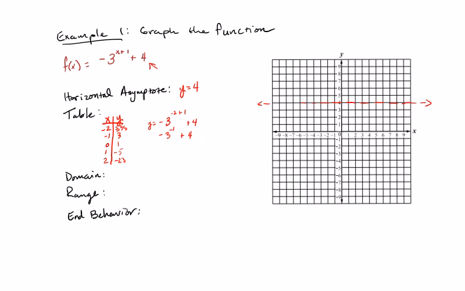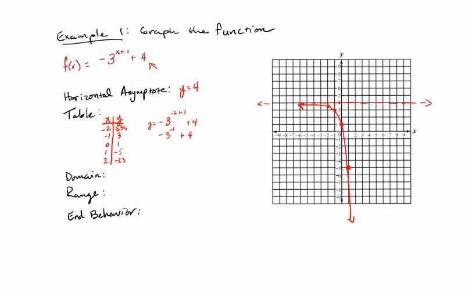So here we go. -2, and then it's going to be 3 2/3. So about right here. -1 is at 3. 0 is at 1. 1 is at negative 5. 2 is at negative 23, and I'm not going to plot that. Alright, and there is our graph.